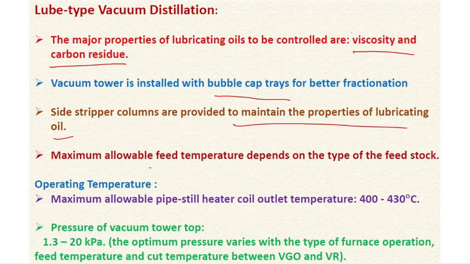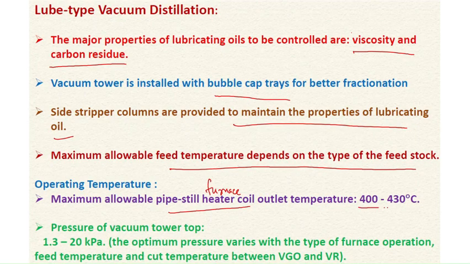As I told, the maximum allowable feed temperature depends on the type of the feedstock. It depends on how much temperature our feedstock can endure, and how much will not lead to cracking of our feedstock. The maximum allowable heater coil, it is basically simply the furnace. The maximum allowable furnace outlet temperature is 400 to 430 degrees C, and the pressure of the vacuum top tower is kept at 1.3 to 20 kilopascal.